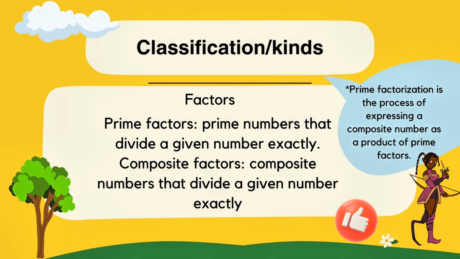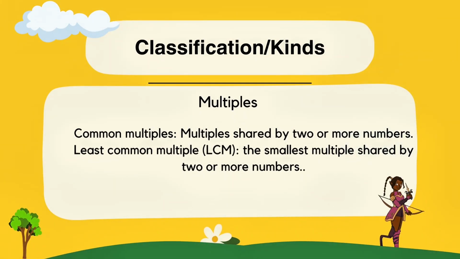Now we are classifying factors and multiples. First, prime factors. Prime factors are the prime numbers that divide a given number exactly. Composite factors are composite numbers that divide a given number exactly. What is prime factorization? Which is used to find the factors. Prime factorization is the process of expressing a composite number as a product of prime factors. Now, kinds or classification of multiples. Common multiples are multiples shared by two or more numbers. Least common multiple is the smallest multiple shared by two or more numbers.